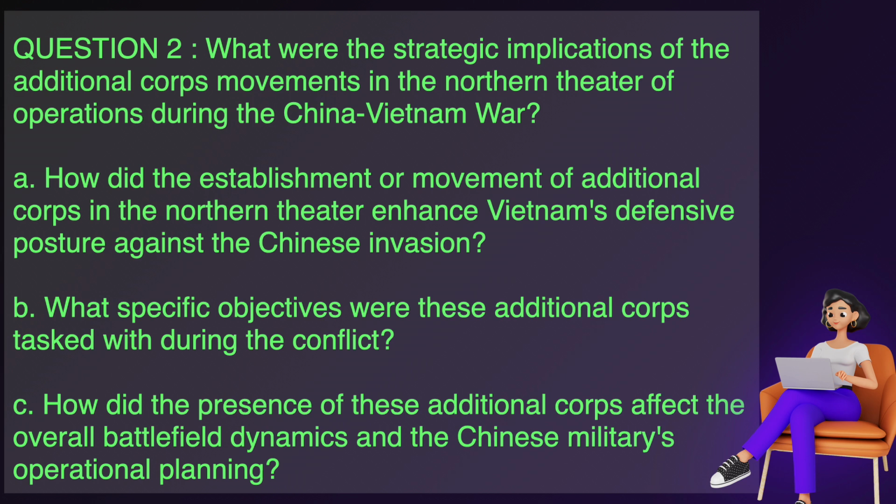Part B, which states: what specific objectives were these additional corps tasked with during the conflict? And next part, how did the presence of these additional corps affect the overall battle dynamics and the Chinese military operational planning?